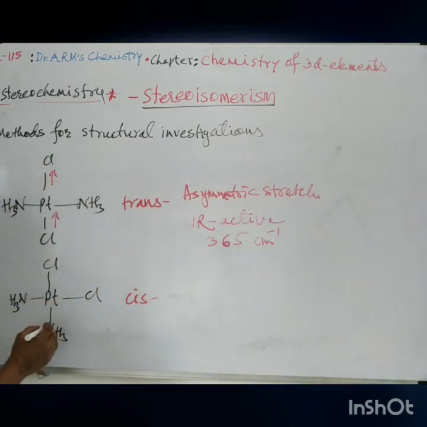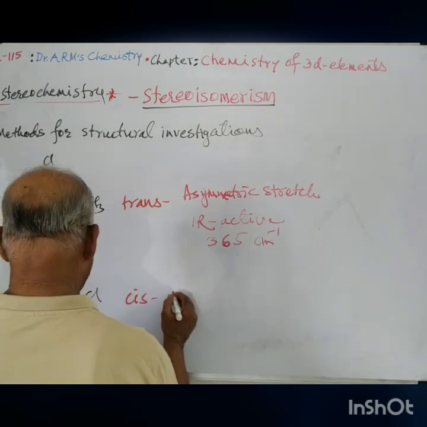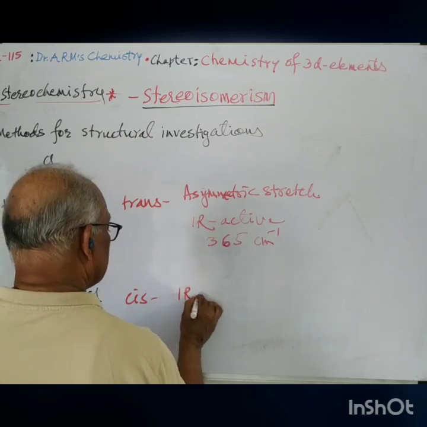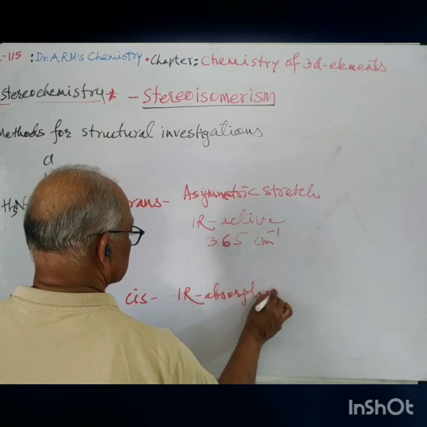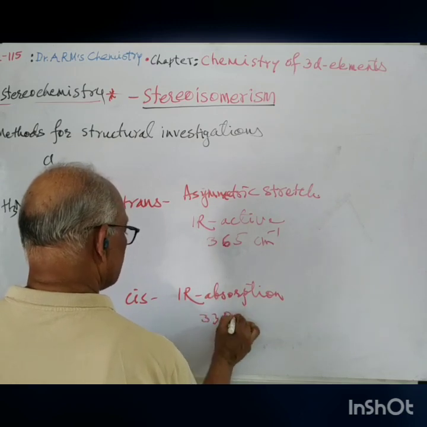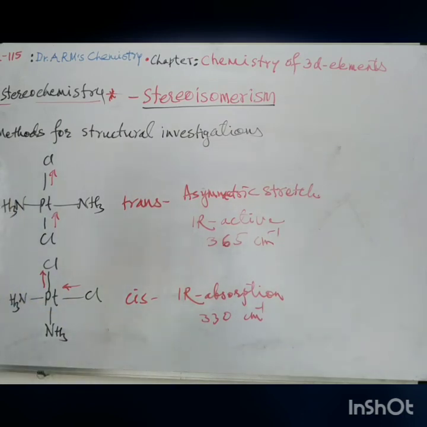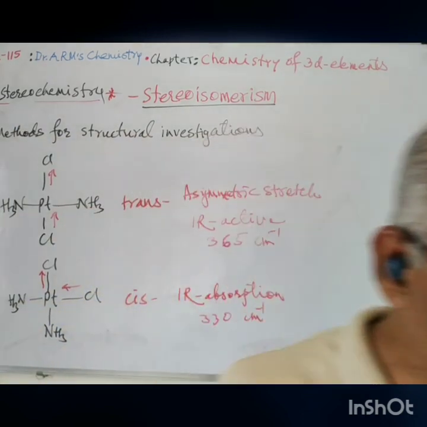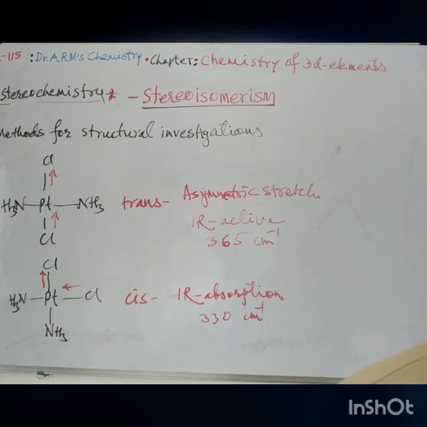Here in this case, if the stretching is taking place such that one Cl is moving closer to the platinum and another Cl is moving away from it, it gives IR absorption at 330 per centimeter. So this is also an asymmetric stretch. This is in the case of the platinum unit, that is PtCl2.